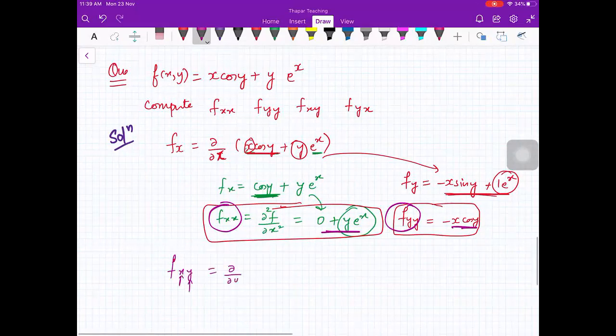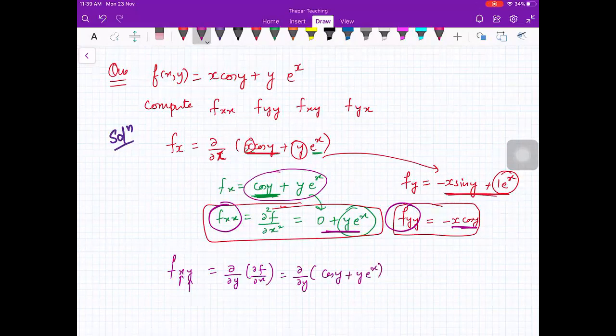So we are talking about ∂/∂y of ∂f/∂x. So that is ∂/∂y of fx, which you just computed here. That is cos y plus y e raised to the power x. So that is equal to, the derivative of cos y is minus sin y, plus e raised to the power x.